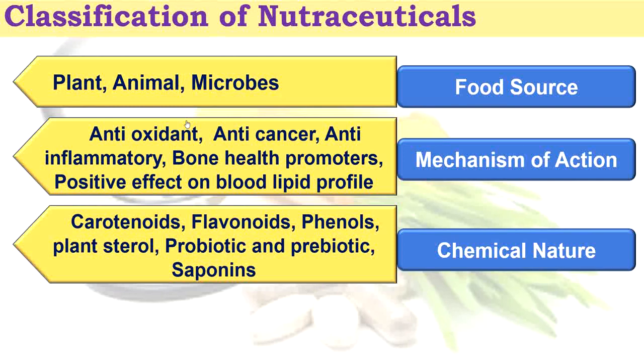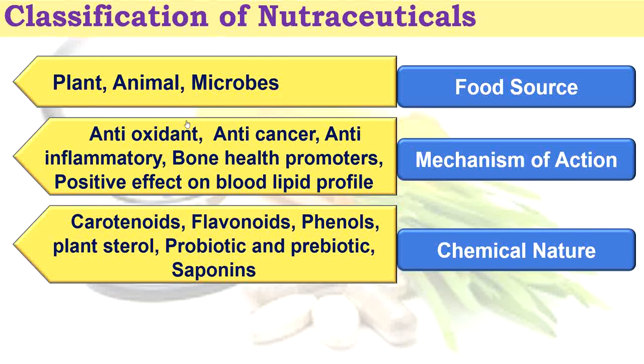The next classification is based on certain principles: the source, the mechanism of action, and the chemical nature. Based on food source, it is divided into three types: plant source, animal source, and microbial source.